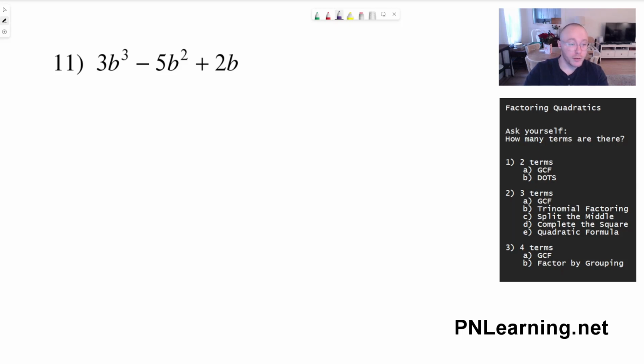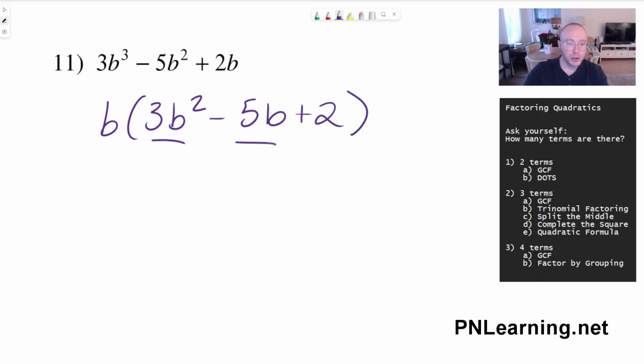All right, so here's number 11. It looks like we will have a GCF, right? Because all three of these terms have a b. The numbers 3, 5, and 2 don't have a greatest common factor, so let's just go ahead and take out a b. So we'll be left with 3b squared minus 5b plus 2.